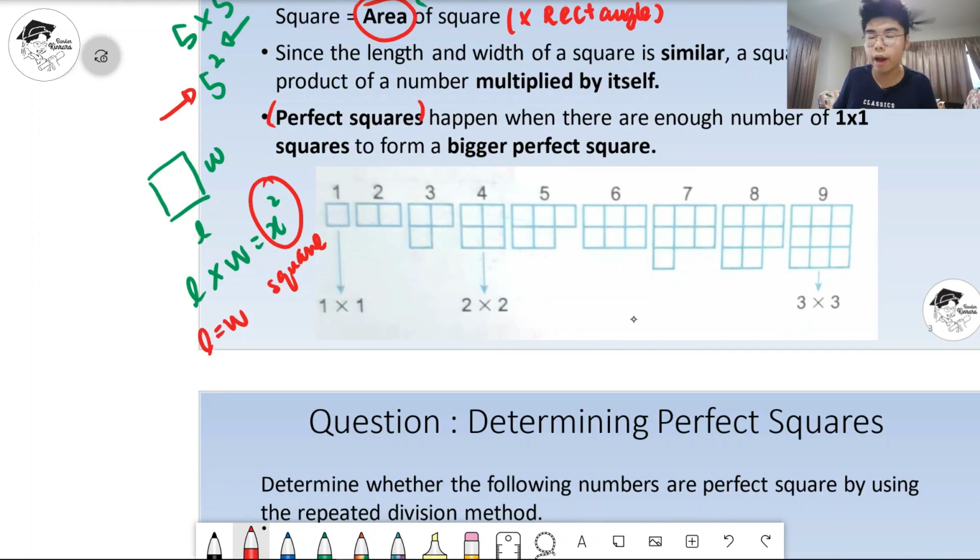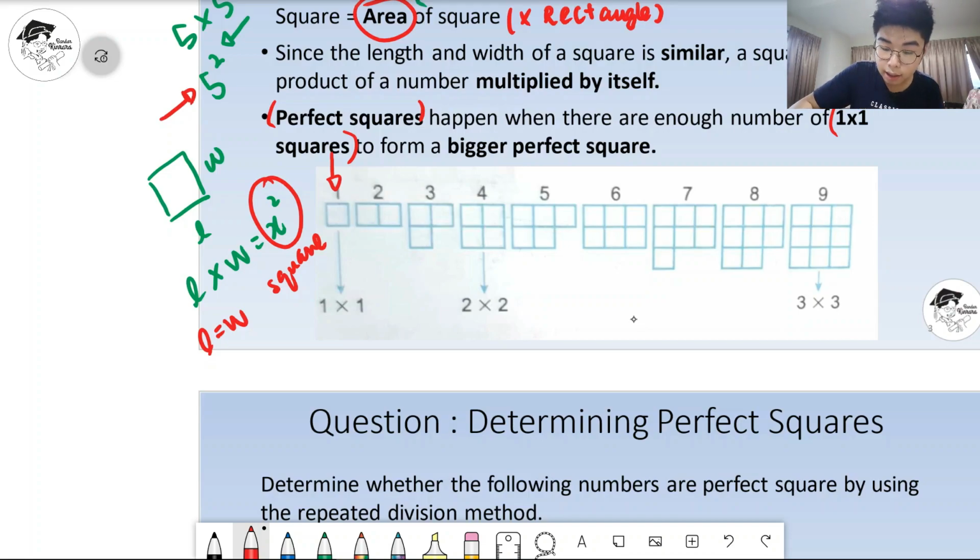It's going to be called the perfect square. The numbers are going to be like 4, 16, 25. I'll tell you why later. Okay, so let's see. Perfect squares happen when there are enough 1 times 1 squares. When they are talking about this 1 times 1 square, actually they are talking about this one box.